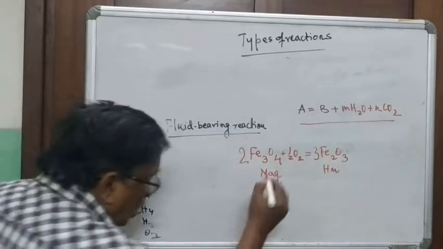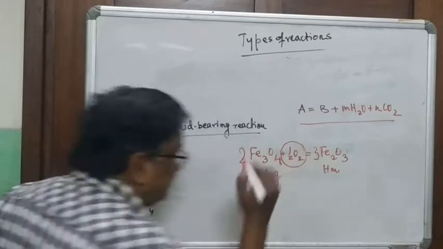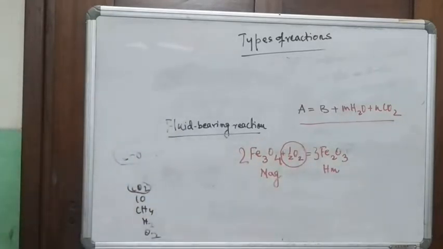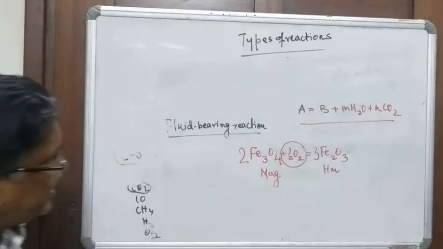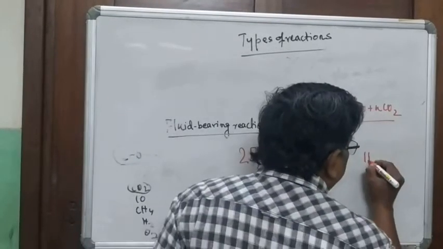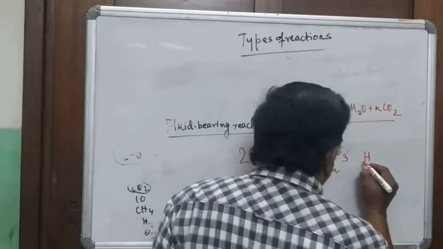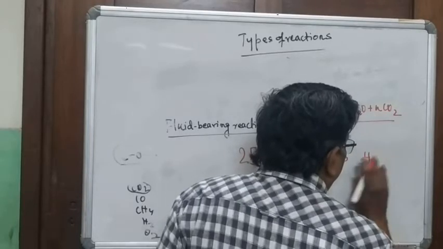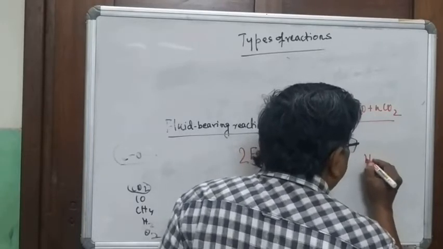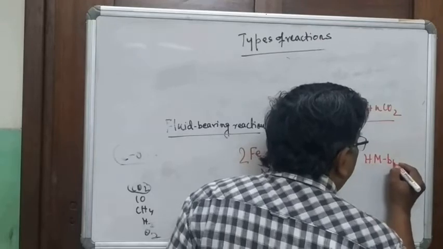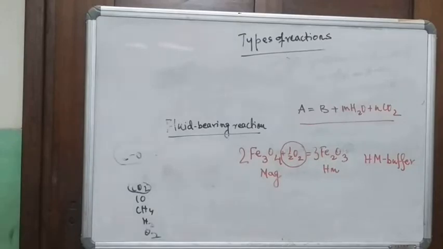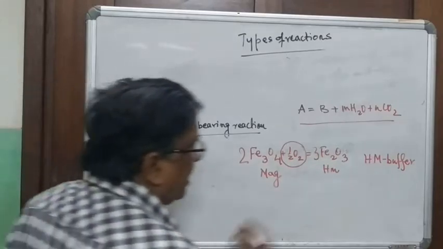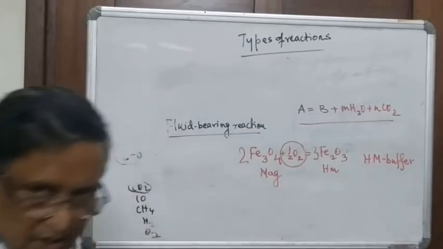This is also a fluid species. We will talk about them if possible. If I get time, I will talk about them. These are called buffer reactions. I will tell you what they mean. This is called an HM buffer, HM buffer reaction.